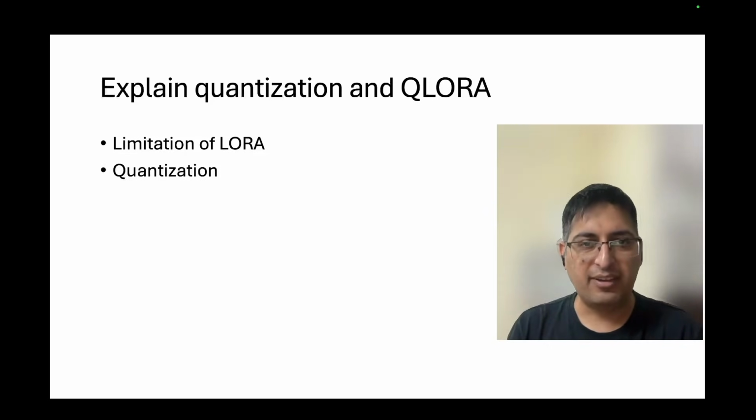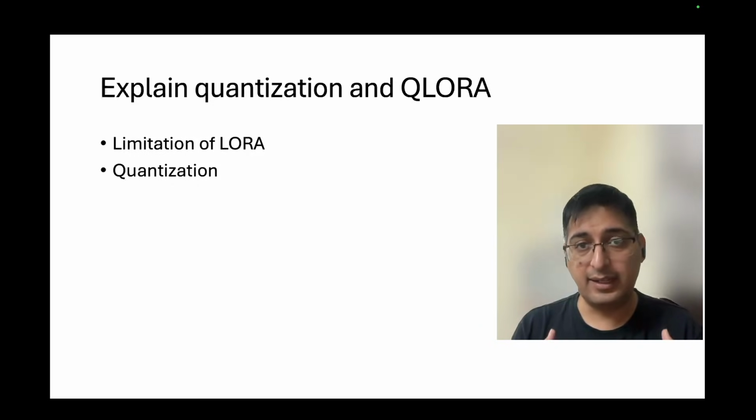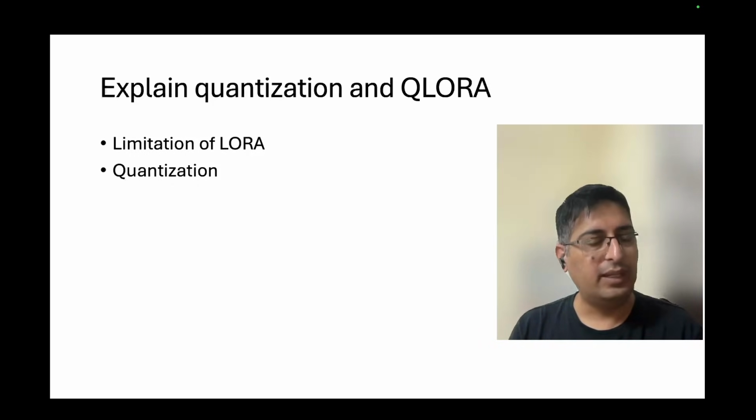compression. Suppose you have a 4K image of yourself and you compress it to a 1080p image. Yes, the quality of the image has come down slightly, but the image is still very useful and it does the job that you want it to do. In very simple words, that's what quantization does.